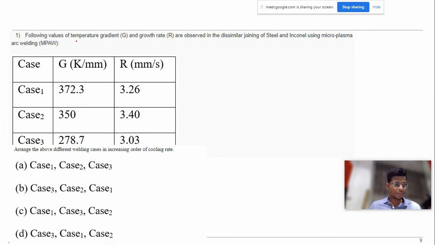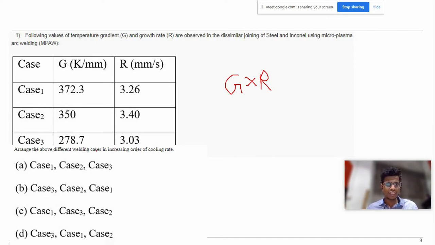The question is: the following values of temperature gradient and growth rate are observed in similar joining of steel and Inconel using microplasma welding. Basically, temperature gradient G and growth rate R are given. They asked us to arrange the different welding cases in increasing order of cooling rate. Cooling rate means temperature gradient G into R. They have given G and R for various welding cases, and they ask us to arrange in increasing order.